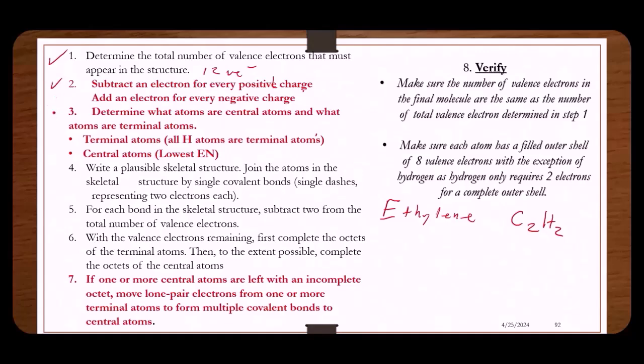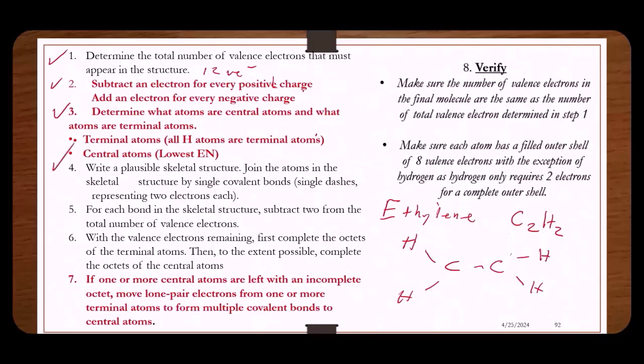Step 3, we determine what atoms are central atoms and what atoms are terminal atoms. We know that the hydrogen atoms are always terminal atoms, so the carbon atoms must be central atoms. So step 3 is complete. So in step 4, we write a plausible skeletal structure to join the atoms by a single covalent bond, which is represented by a single dash. The hydrogen atoms are the terminal atoms, so we start with the central atoms, and there's only 2, so we write the 2 carbon atoms with a single bond between them, and there are 4 hydrogen atoms, so we join those to the carbon with a single bond, and we have this structure.